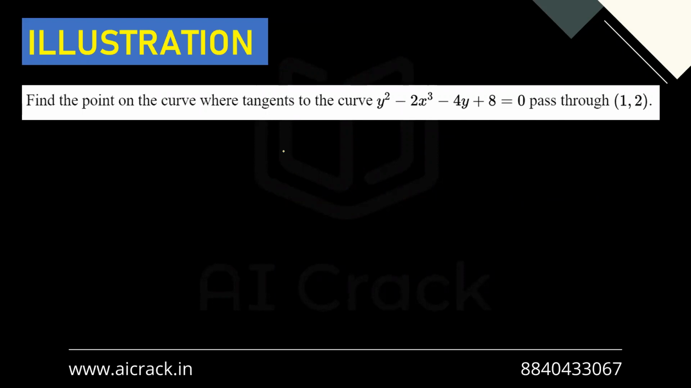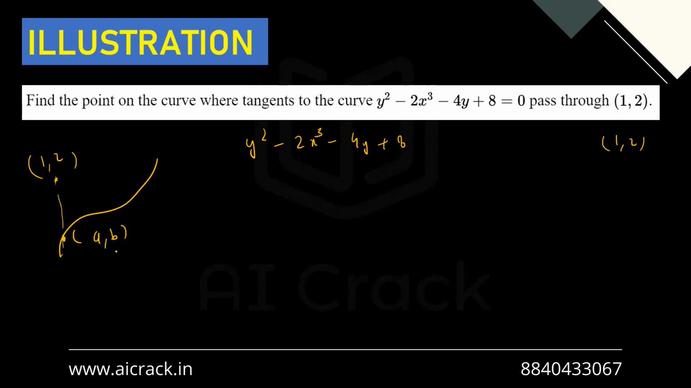So we have the curve given over here, y square minus 2x cube minus 4y plus 8. And we have the external point as 1 comma 2. So how does this look? This is 1 comma 2 and we have to find out the tangents. So let's say we are dropping tangents from here. So this is the point, let's say a comma b over here. So let's try to find out the slopes of the tangent.